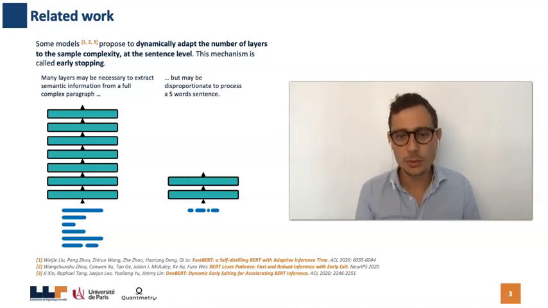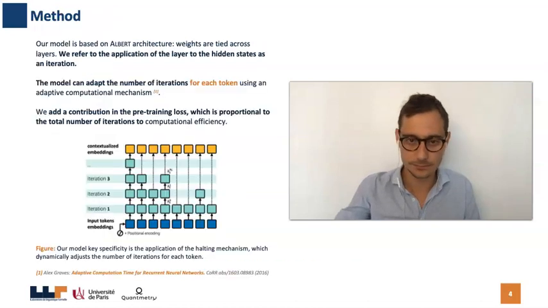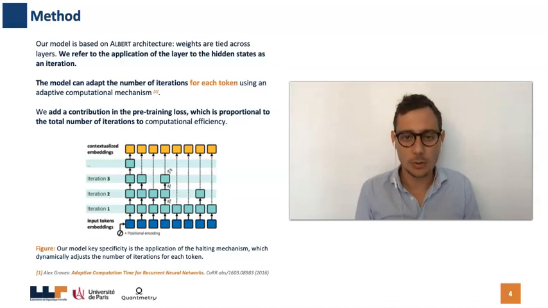In this paper, we propose a model that can dynamically adapt the number of layers at the token level, depending on the complexity or ambiguity. You can find the full details in our paper.